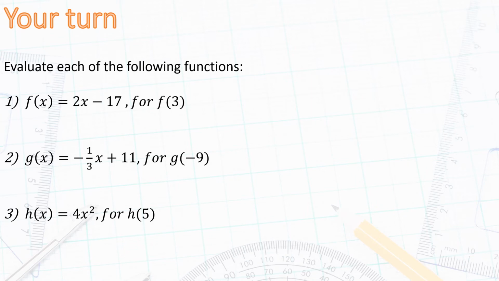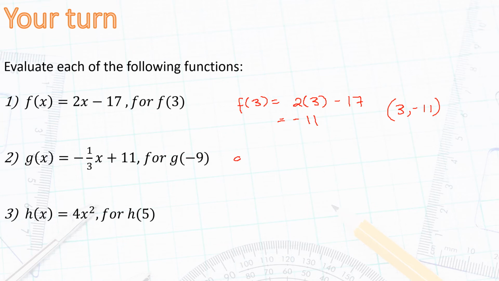All right, so for the first one, we got f of 3 again. So 2 times 3 minus 17. 2 times 3 is 6, minus 17 is negative 11. So we would have a coordinate at (3, negative 11). So when x is 3, y is negative 11.